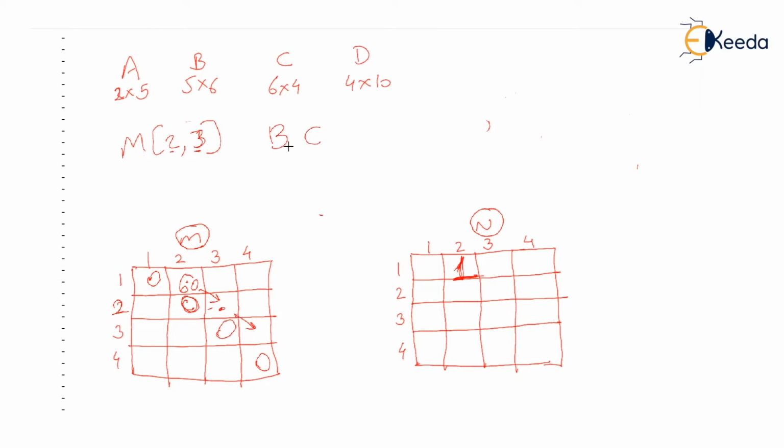These two matrices, and we are asked to multiply, but how many multiplications will be needed? B is 5 cross 6 and C is 6 cross 4. So the number of multiplications will be 5 into 6, that is 30, 30 into 4, that is 120. So the number of multiplications needed for multiplying B and C matrix is 120.